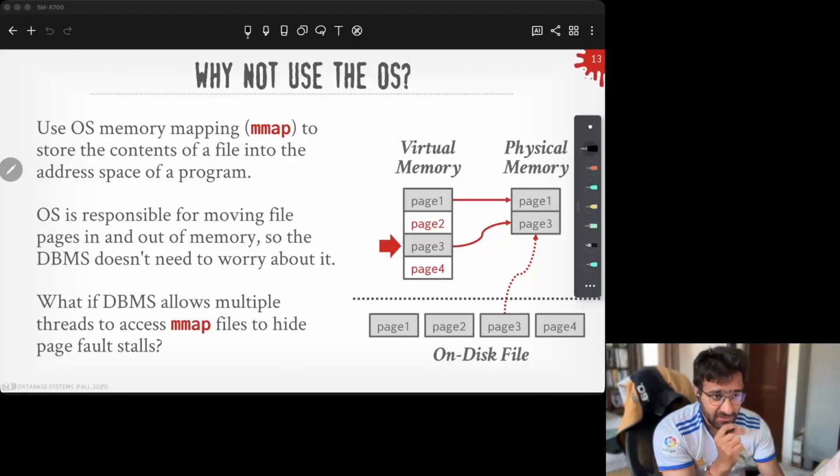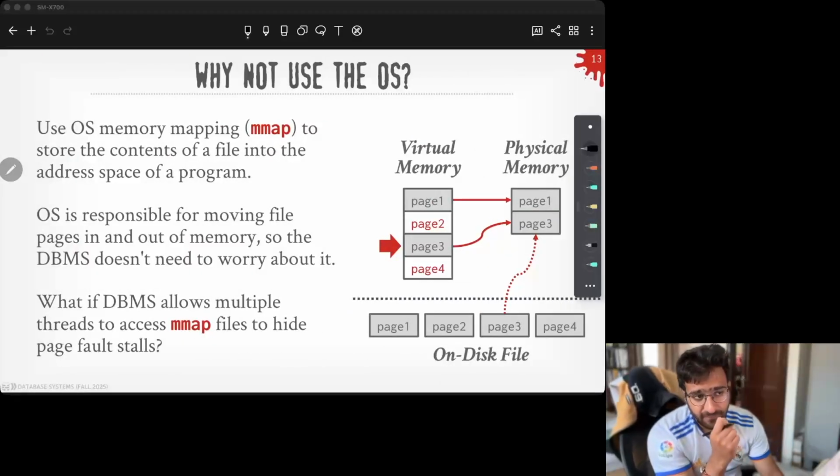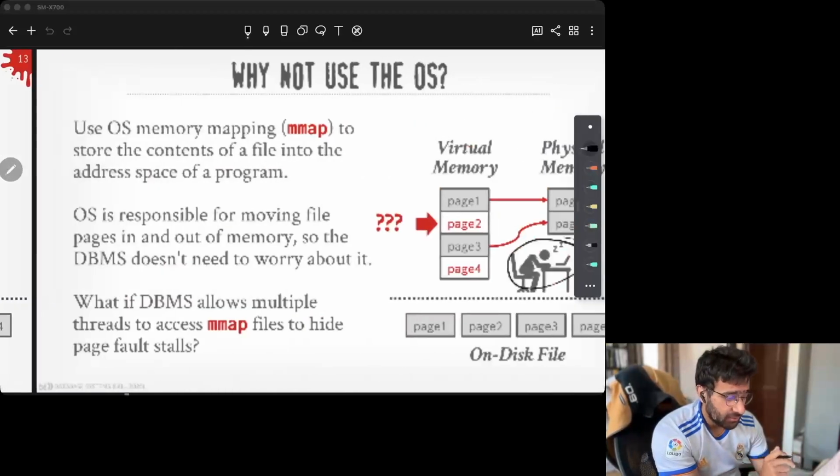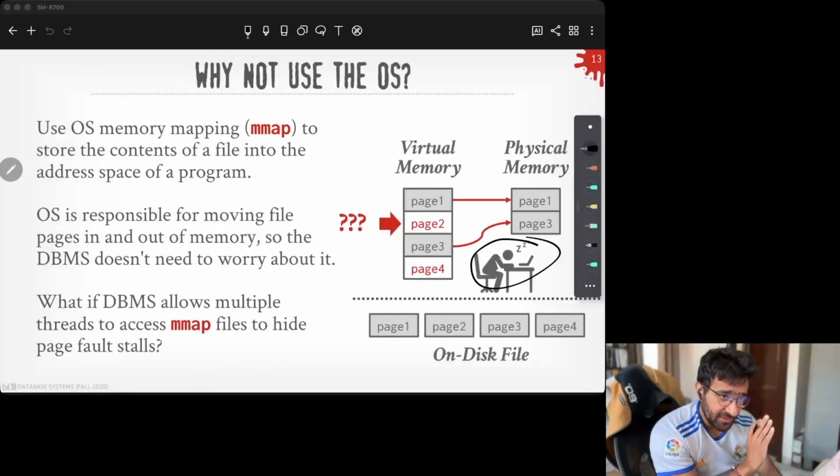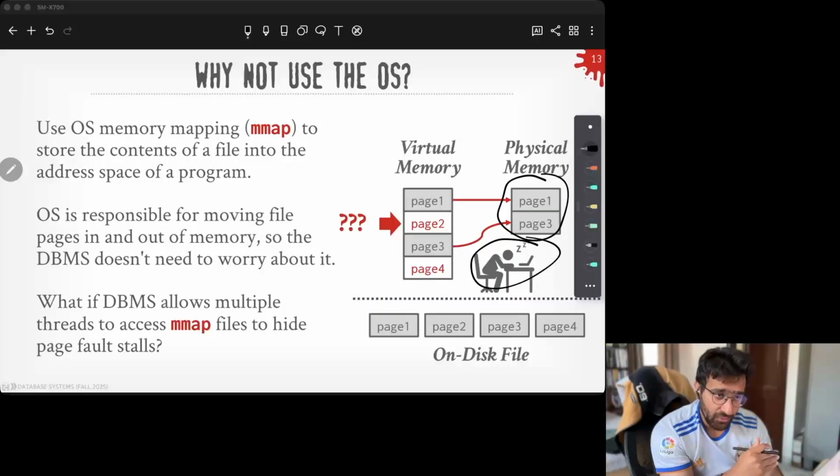But now my physical memory is limited. I don't have infinite RAM. So let's say my thread requested page 2. Now this physical memory is full. What the OS needs to do right now is swap out pages. It will take page 3 or page 1 out, bring page 2 in, and then update the virtual mappings and then give back control.